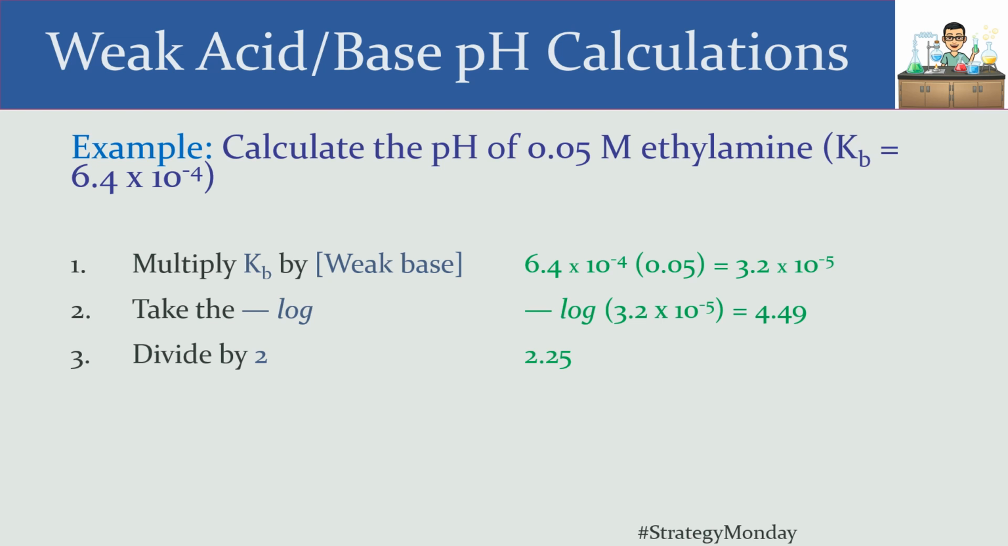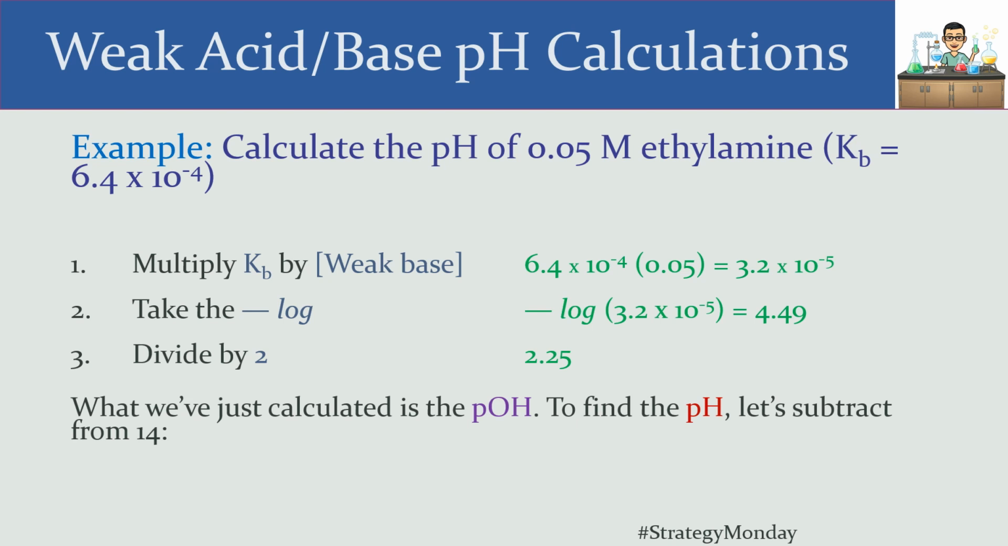But because I was talking about Kb and the weak base concentration, the value that I just calculated isn't the pH, it's actually the pOH. So the value we calculated is actually the pOH and not the pH. To be able to find the pH, well, pH and pOH together add up to 14. So I'm just going to take that 2.25 and subtract that from 14, and the number I get in the end is 11.75.